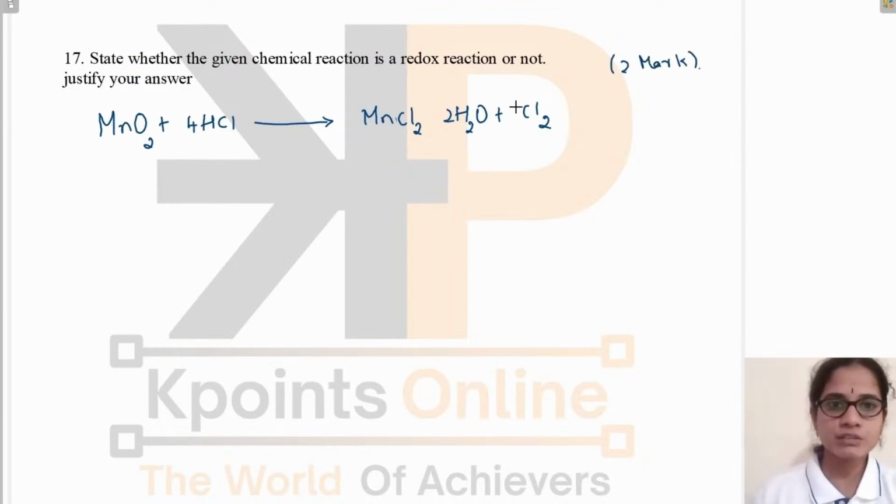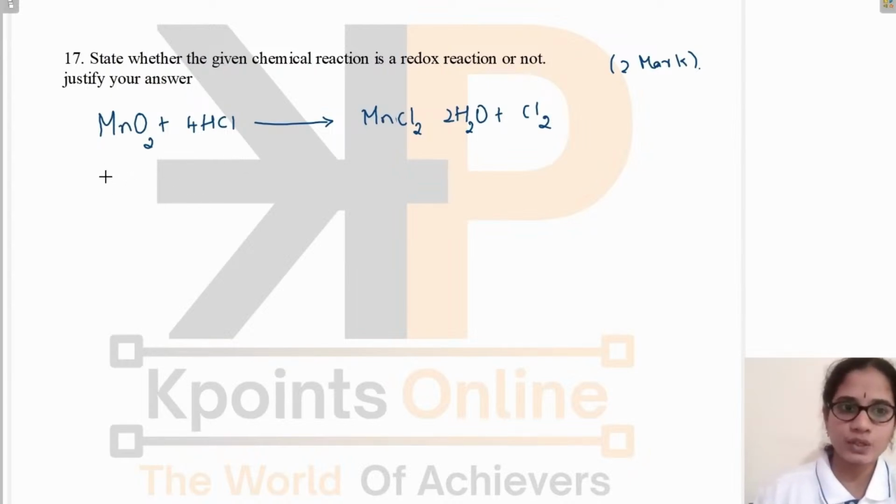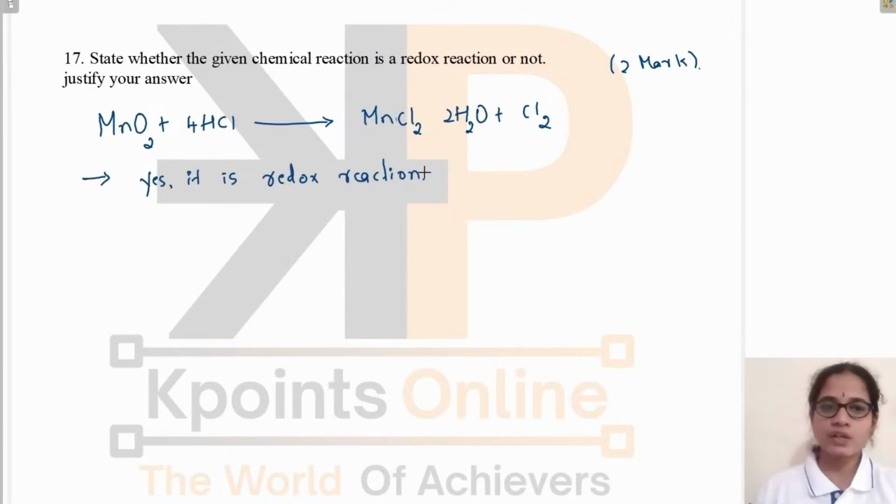We have to see this reaction. Yes. In this reaction, manganese dioxide is losing oxygen to form manganese chloride, and HCl is losing hydrogen to form chlorine. So, loss of hydrogen, loss of oxygen, or gain of hydrogen or gain of oxygen will give the redox reaction. Yes, this is a redox reaction. You have to justify your answer. First, you need to write yes, it is a redox reaction. Now, you need to justify your answer.